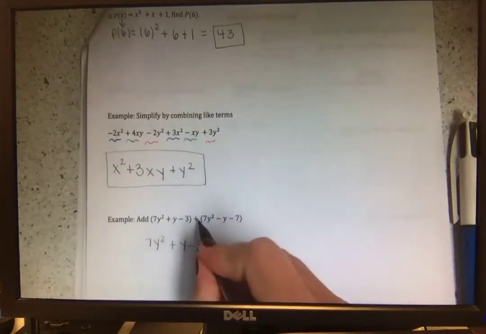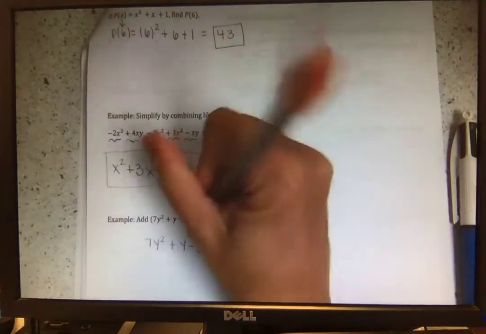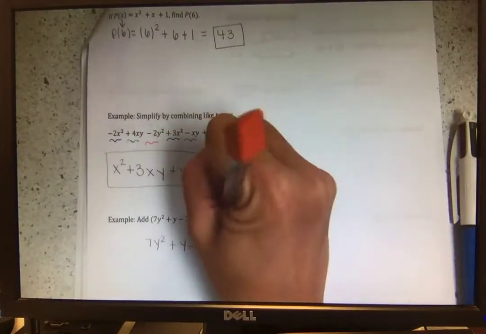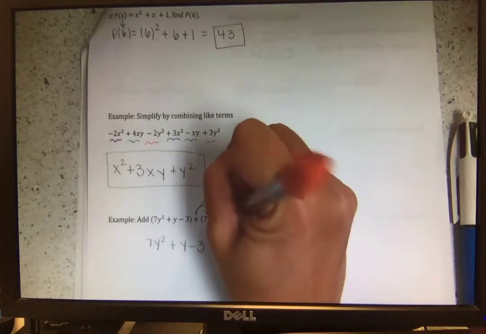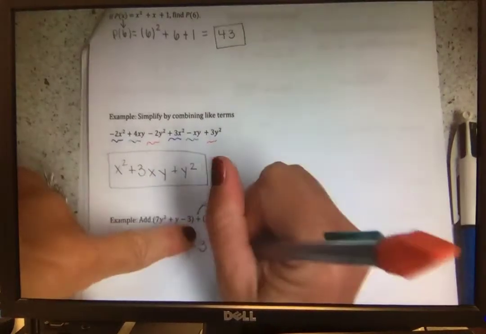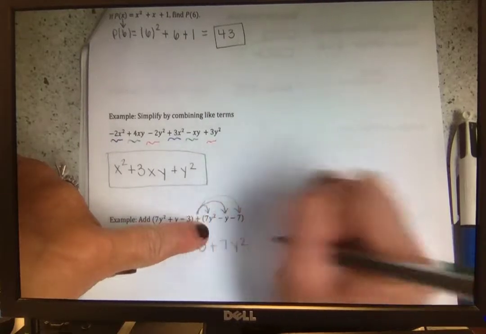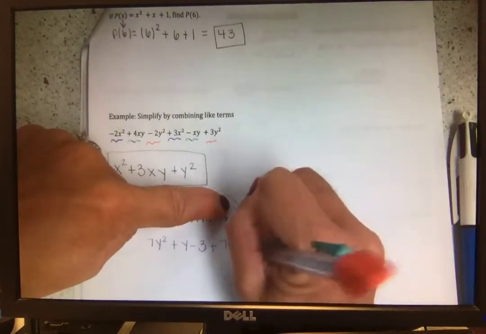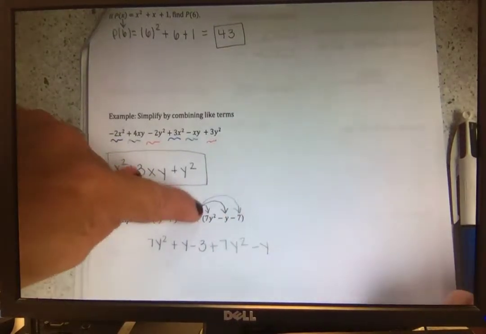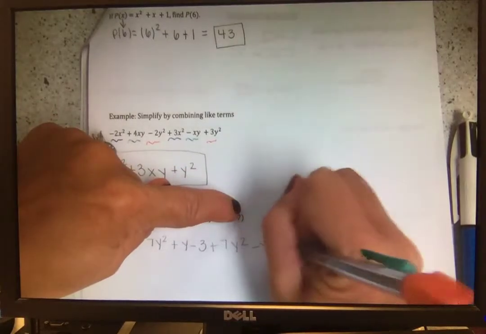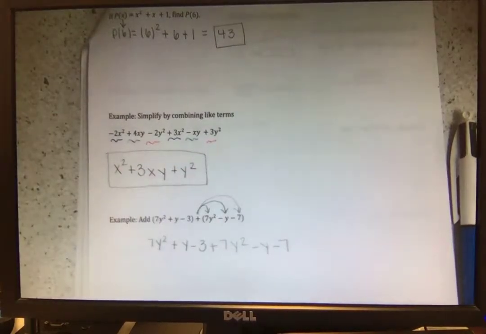Outside of the second set of parentheses is still a positive 1. Just for consistency's sake, I'm going to draw some arrows to show that we're distributing that positive 1. So positive 1 times 7y squared will give us plus 7y squared. Positive 1 times negative y is negative y. Positive 1 times negative 7 is negative 7. So we're left with 7y squared plus y minus 3 plus 7y squared minus y minus 7.